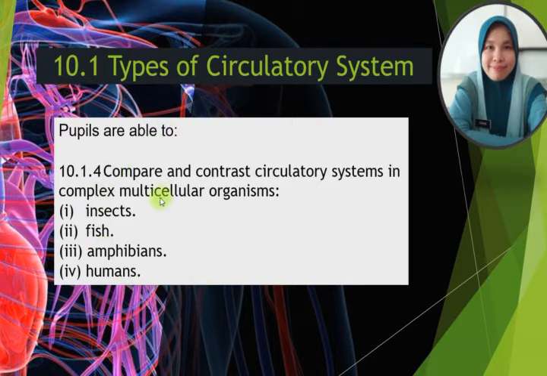Okay, let's go to the learning standard that you have to cover for today. 10.1.4, compare and contrast circulatory systems in complex multicellular organisms, such as in insects, fish, amphibians, and humans. So we are going to discuss the circulatory system of the insect, fish, amphibians, and also humans. Please pay your attention. Jot down any important notes by making a concept map.